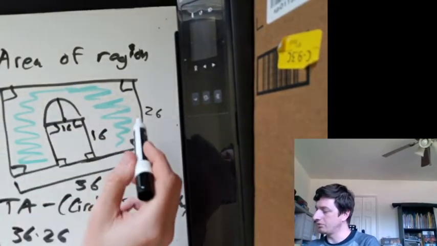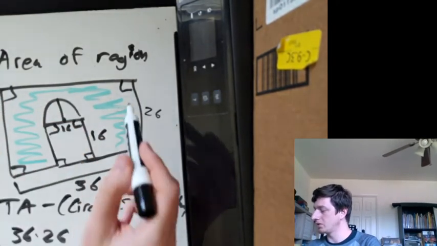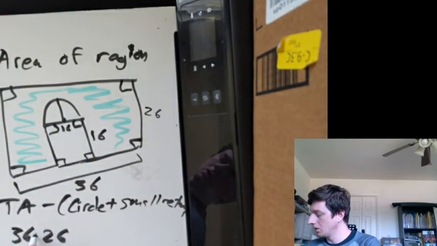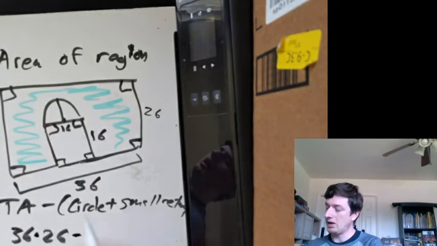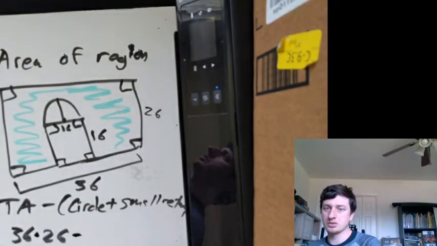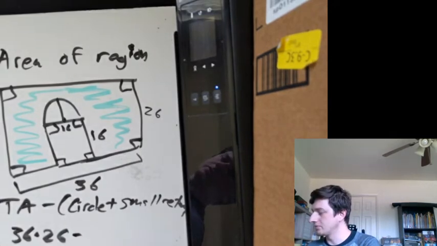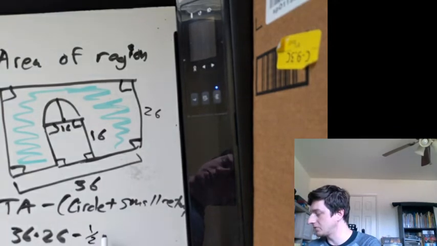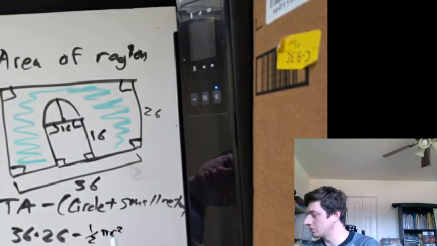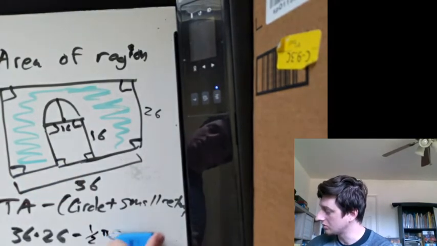So the area of the wall here, the big rectangle, is going to be 36 times 26. And then we're going to subtract half the circle. The radius of the circle is 8, and it's half of 16. So 8 is the radius, so it's half times pi r squared. So half times pi 8 squared.